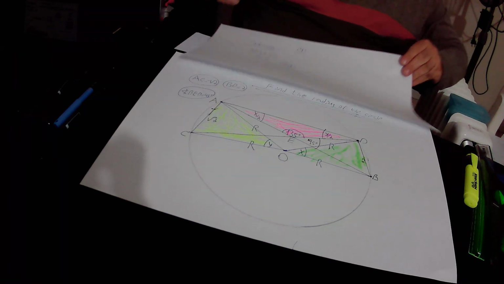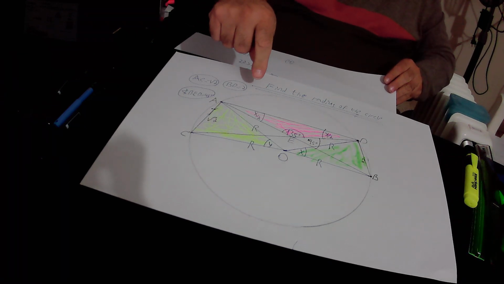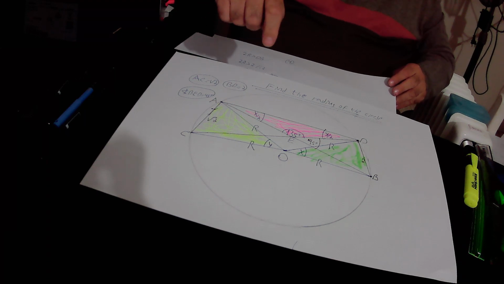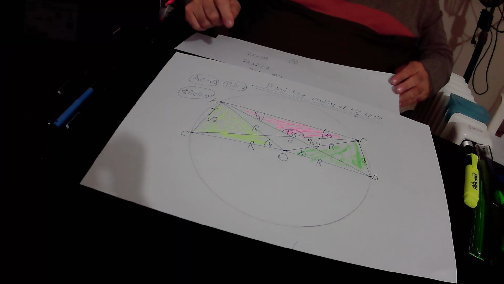So to repeat again, the radius of this circle, capital R, equals the square root of 5 units, or in terms of numbers, it is equal to 2.236 units. Okay, thank you very much.